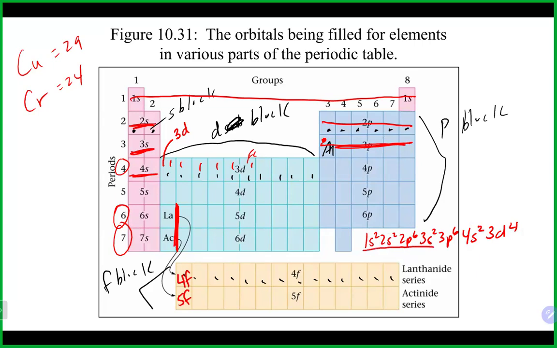Now, a couple of things we talked about as well. If we went up to the configuration up until this point, that is 18, which is argon, which is a shorthand you could also do when you're writing electron configuration.